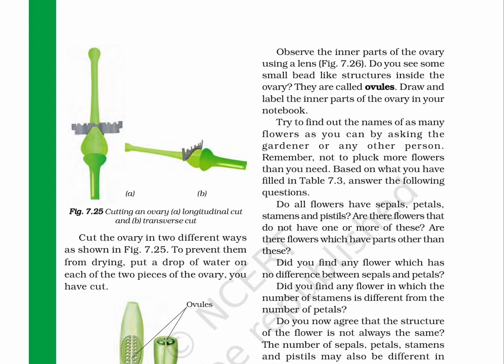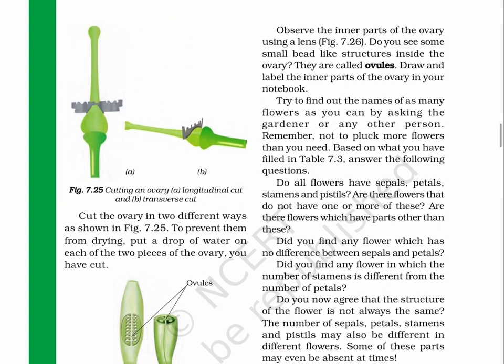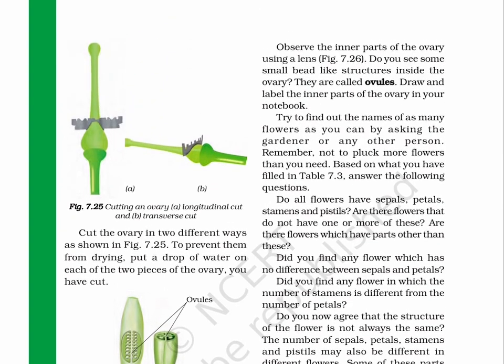A. Longitudinal cut and B. Transverse cut. Cut the ovary in two different ways as shown in figure 7.25. To prevent them from drying, put a drop of water on each of the two pieces of the ovary you have cut. Observe the inner parts of the ovary using a lens. Figure 7.26. Do you see some small bead-like structures inside the ovary? They are called ovules. Draw and label the inner parts of the ovary in your notebook.